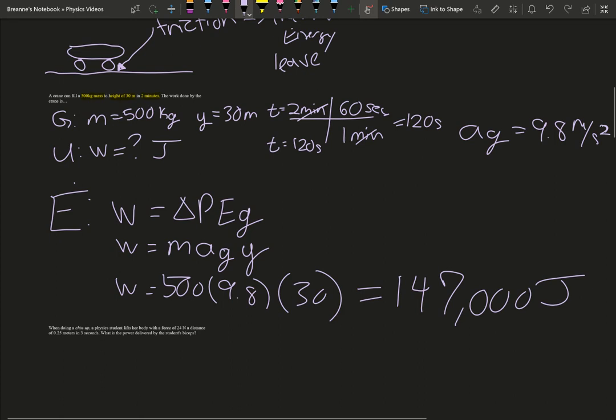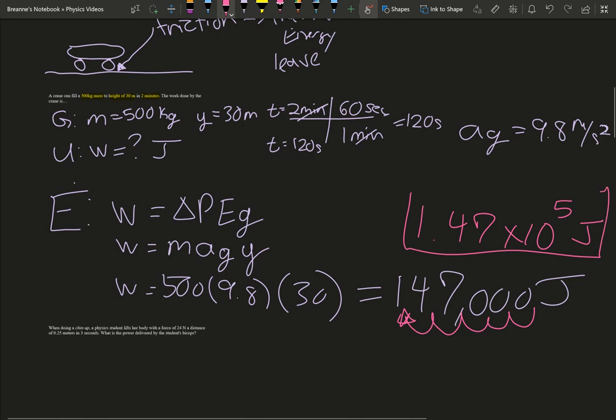If we're going to put that into scientific notation, you would move your decimal over 1, 2, 3, 4, 5. So it'd become 1.47 times 10 to the 5th joules. It's a positive because your number originally started bigger than 1. So that is our answer.